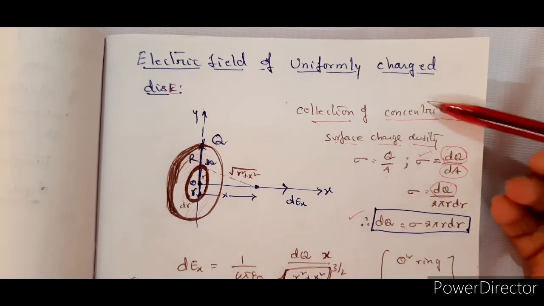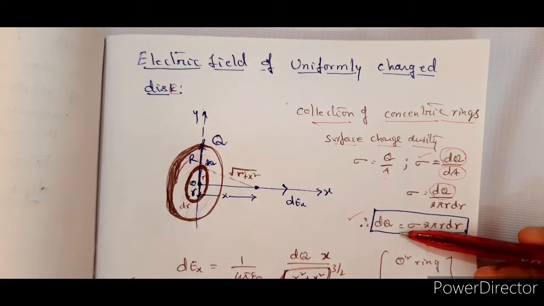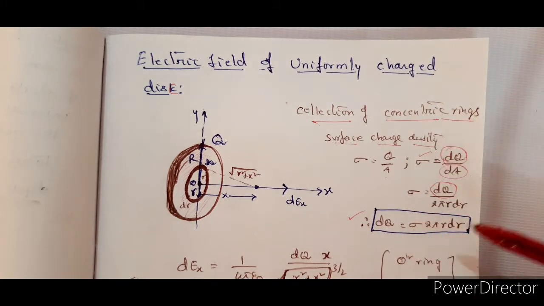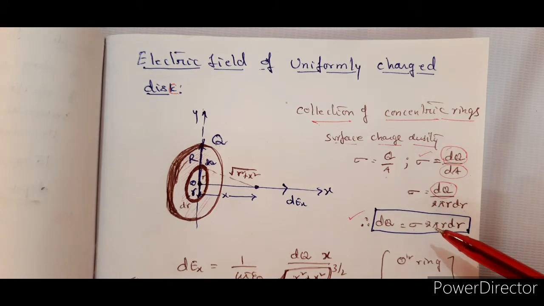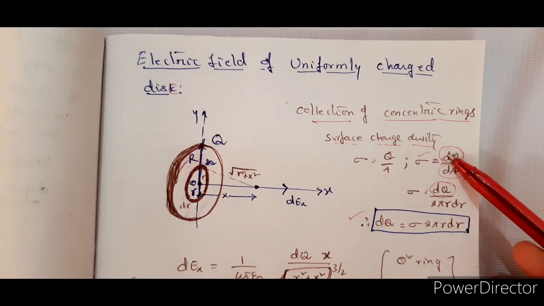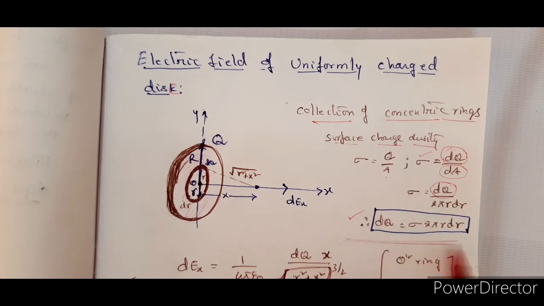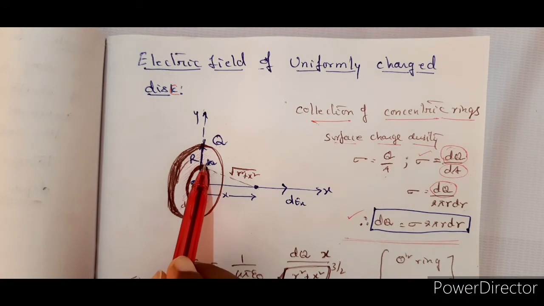Fantastic. Till here, all the things are what you have learnt in center of mass, where you would be discussing dm, the small mass. Here we are finding the small charge. So once we are done, now you have dq charge here.